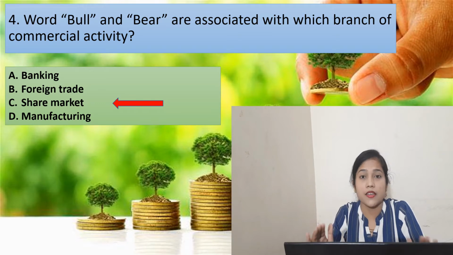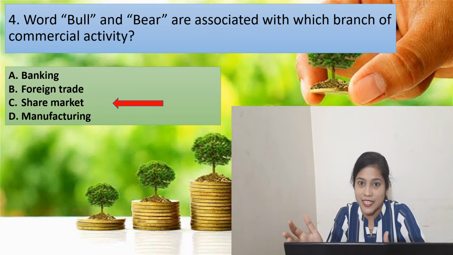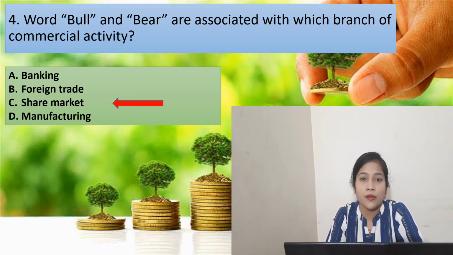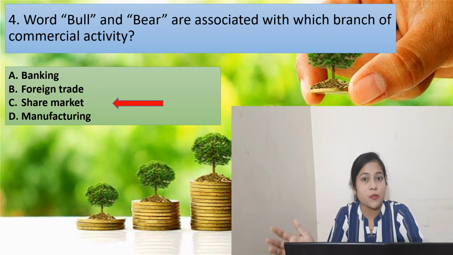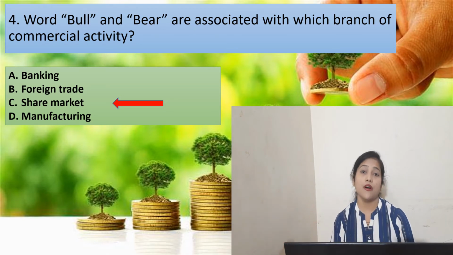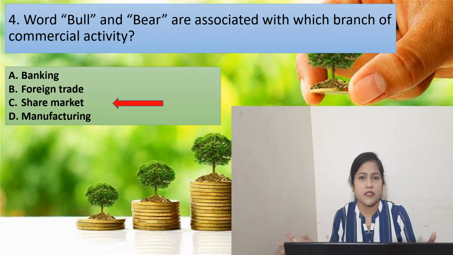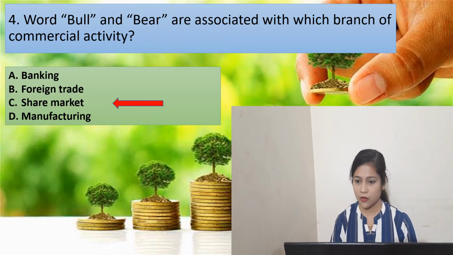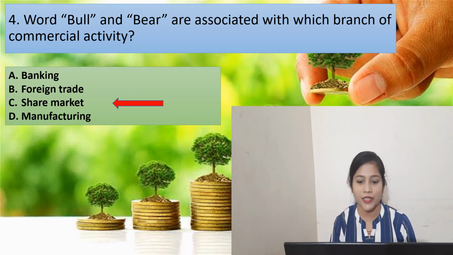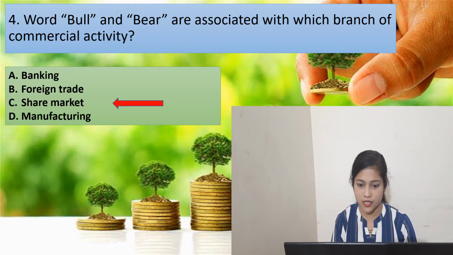Bull means the economy is sound, that means the value of your share is increasing. This is called a bull market. In contrast, in a bear market the economy is in a recession period, that means the value of your share is decreasing. So this is the differentiation of bull market and bear market. This is a very well known question. I think most of you know that.